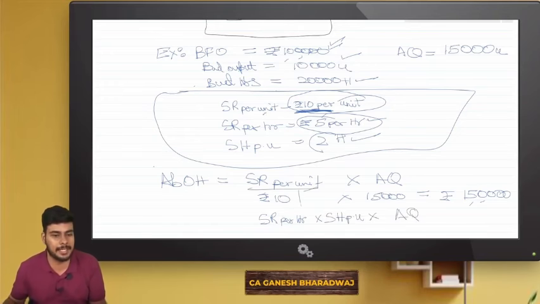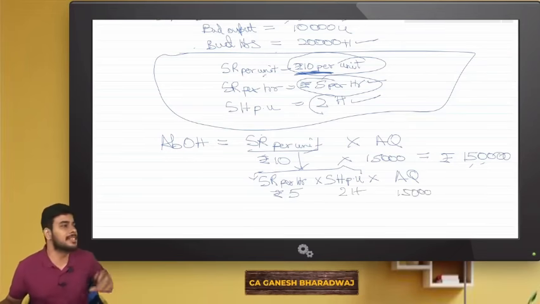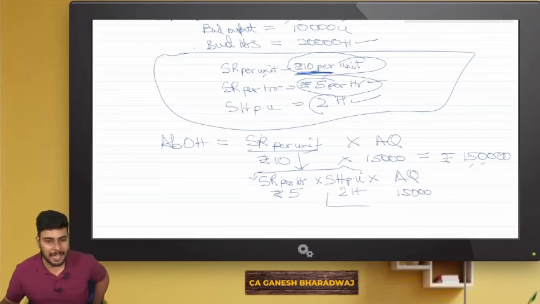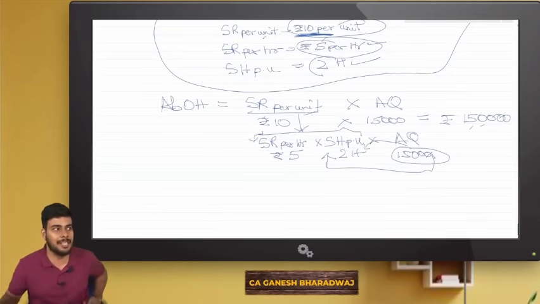I am just splitting this. Can I do that or not? What is the standard rate per hour? 5. Standard hours per unit? 2 hours. Actual quantity produced? 15,000. Now wait, this is where the twist happens. If I club these two, actual production is 15,000. For each of these 15,000, you should have spent 2 hours. Can I call this total standard hours? How much is this?